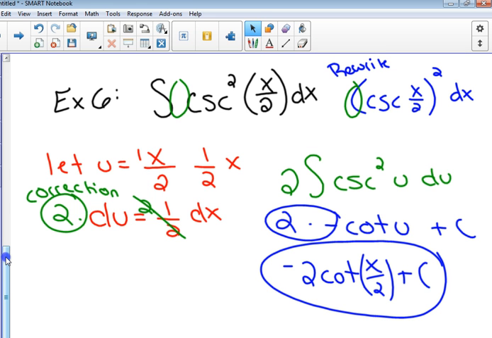What do you guys think? Not too terrible? Once you kind of know your u sub steps, a lot of them are the same. But use your green sheets for help. It's a nice kind of guide when you guys are going through it.